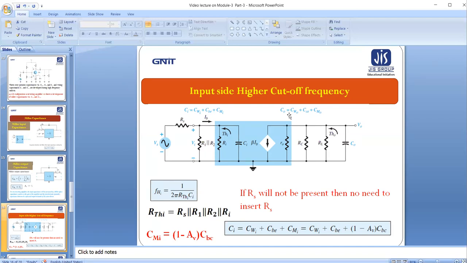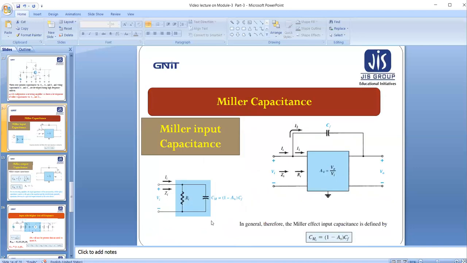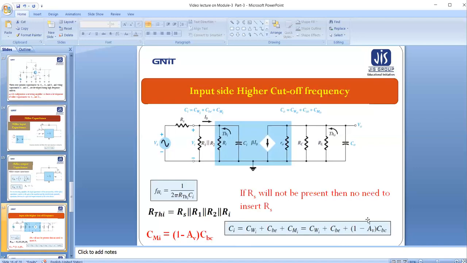Similarly, CI, as I have already mentioned, is CWI plus CBE plus CMI. CMI can be written as 1 minus AV into CBC. Just have another look. CMI is 1 minus AV CF. Now in this case, what is CF? CF is the CBC. So CMI is nothing but 1 minus AV into CBC. So this is the total capacitance placed here.